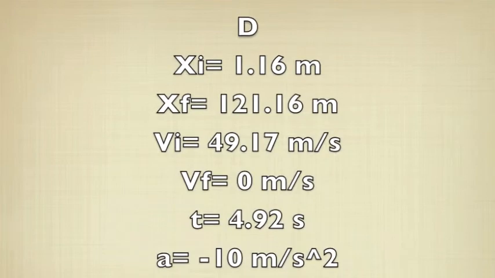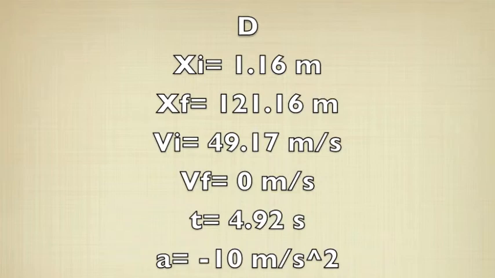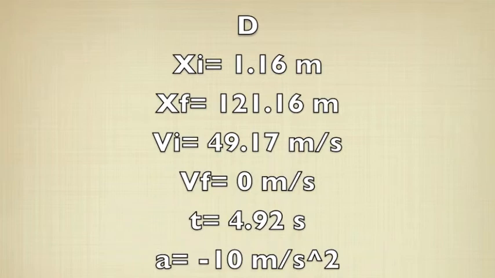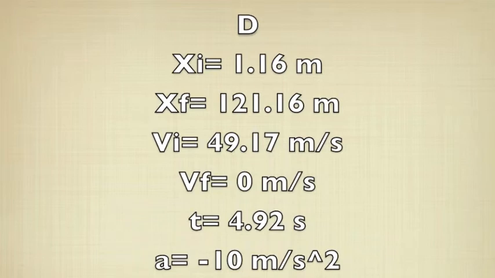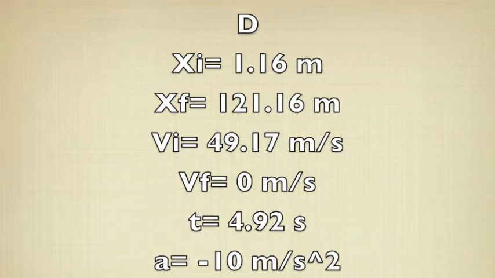So we already knew that the initial position was 1.16 meters, when we measured it using the meter stick. We calculated to find that the final position was 121.16 meters, and we used the internet to find that the initial velocity was 49.17 meters per second, and we already knew that the final velocity was 0 meters per second because that's the final velocity when a ball, or an object, is at its highest point.